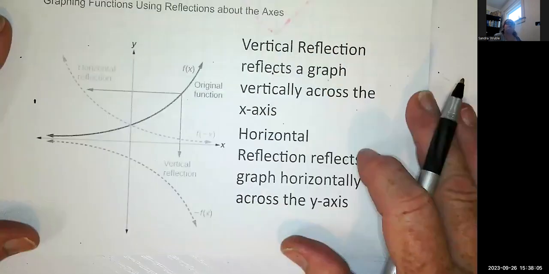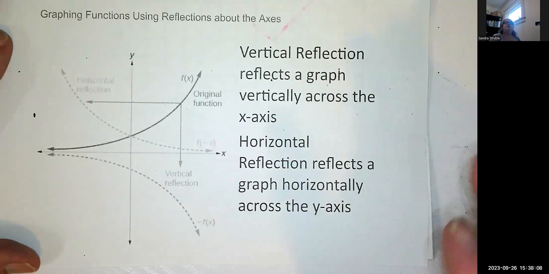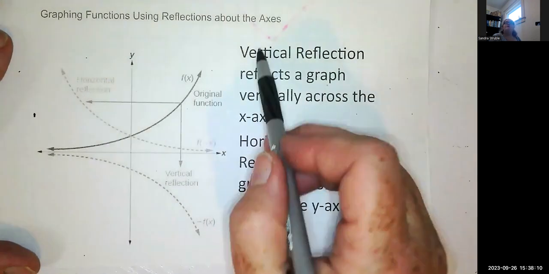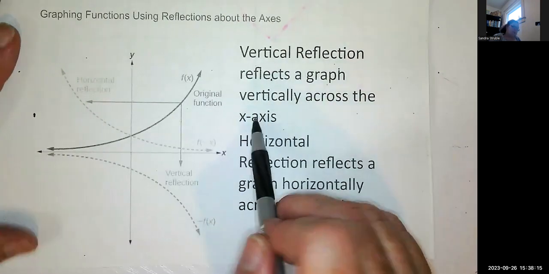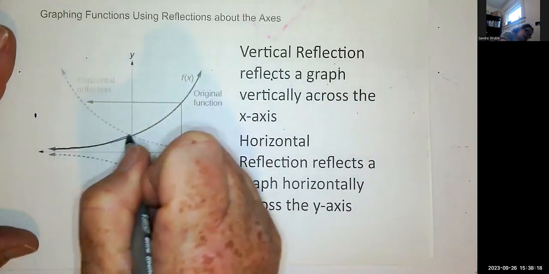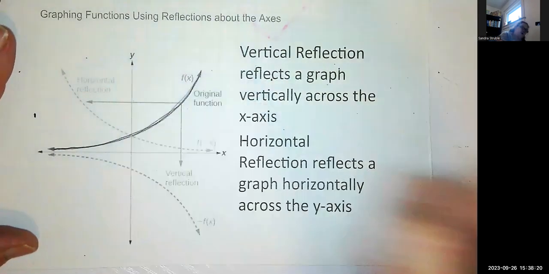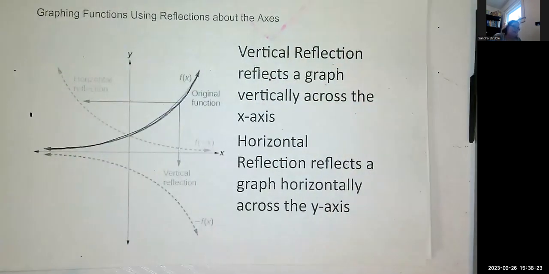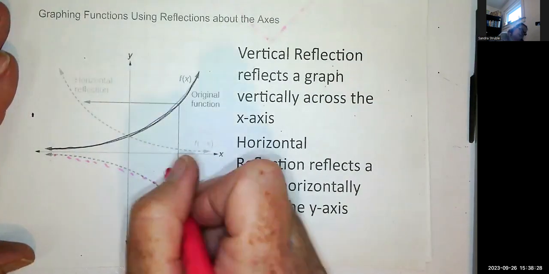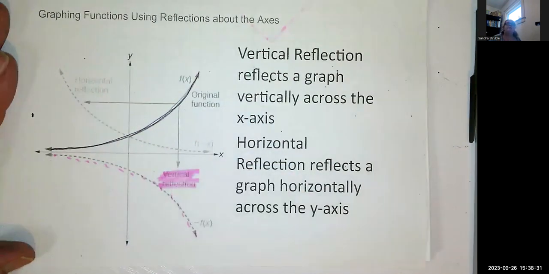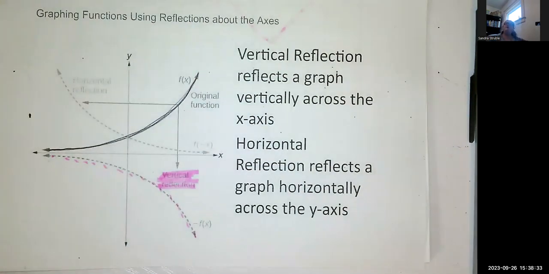All right, now we're moving to reflections. So graphing functions using reflections about the axis. A vertical reflection reflects a graph vertically across the x-axis. So if this is our original function here, then our new one that is a vertical reflection is this one right here. This is a vertical reflection. Okay. It has to shift over the x-axis or shift down like that. It reflects a graph vertically across the x-axis.